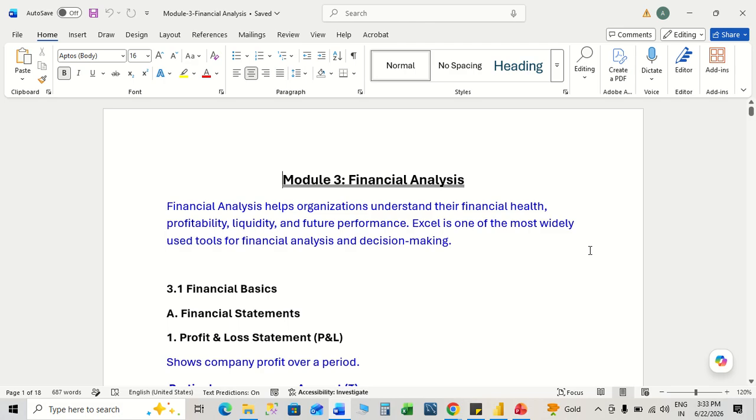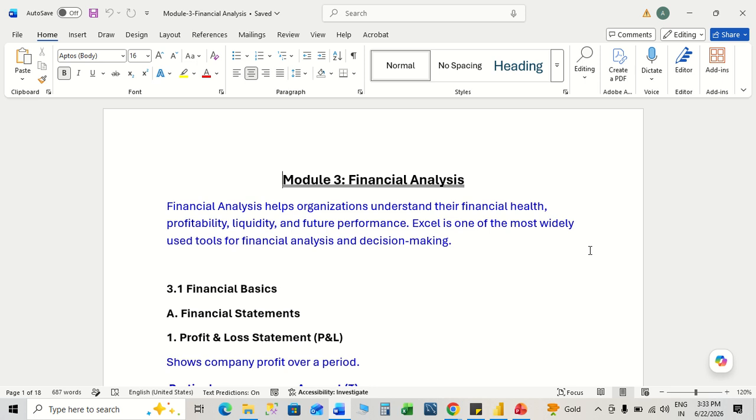So our module is third, and we are going to discuss financial analysis. Okay. So we have completed Excel, we have completed Power BI. Now financial analysis. Financial analysis helps organizations understand their financial health: profitability, liquidity, and future performance.